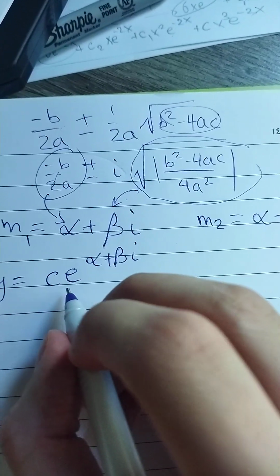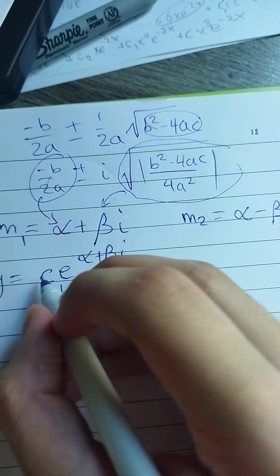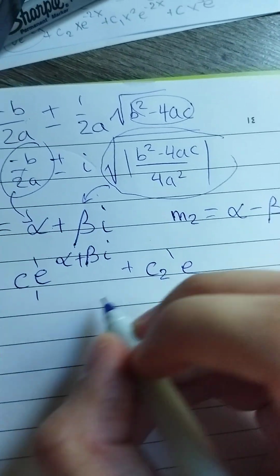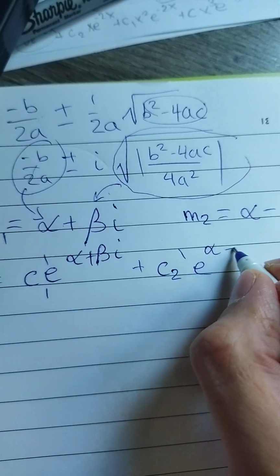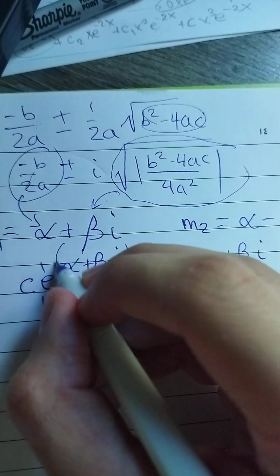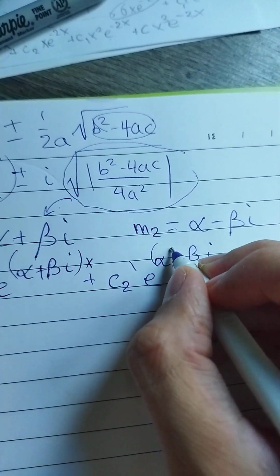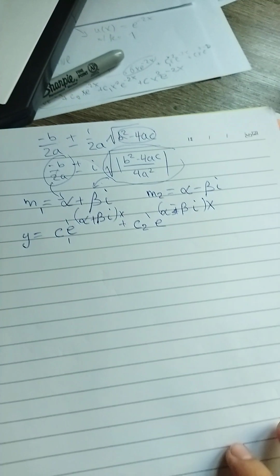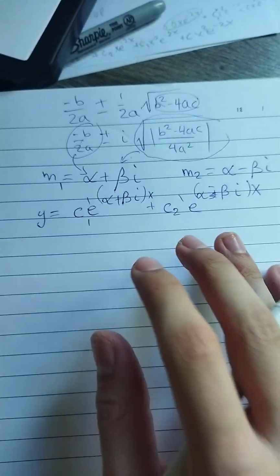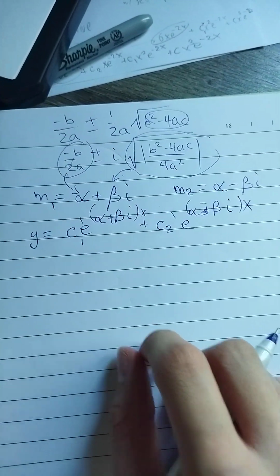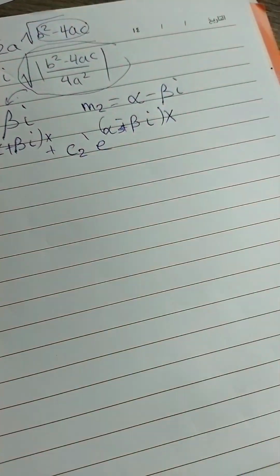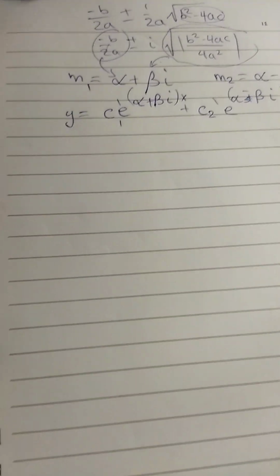So there's going to be c1 e to the alpha x. In this case, let's say c1 prime, because you're going to see why later. It helps us in our calculation. Plus c2 e to the alpha minus beta i, multiplied by x. Of course, here should be minus and x as well. So this is the form of a solution for a conjugate complex root pair.